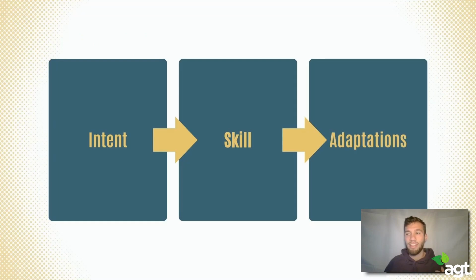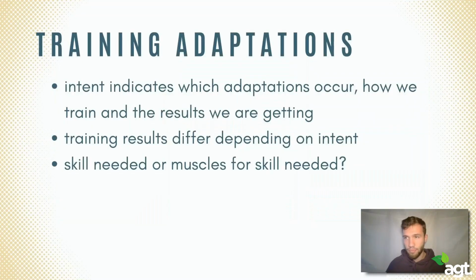This graphic shows you that our intent influences our skill, which therefore influences the adaptations that we get and the improvements that we get from our training. The intent indicates which adaptations occur in our body from training, how we train, and the results we're getting from our training. For example, if we train for strength speed or if we train for speed strength, it's quite different. So our intent is kind of like the steering wheel of our training. It decides where exactly our workout is going. Our intent could be more behind the speed aspect, or it can be more behind the strength aspect if we look at strength speed and speed strength. That is why the training results that we get differ depending on the intent.